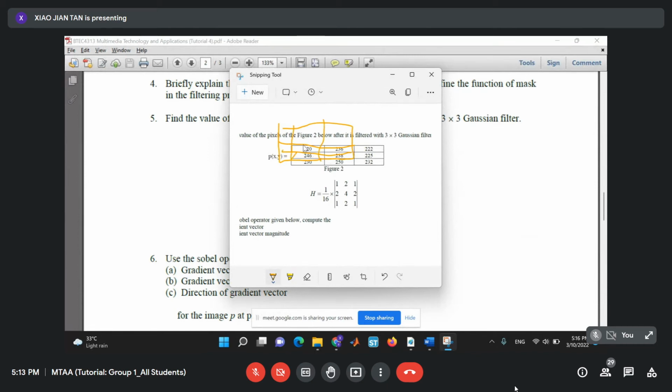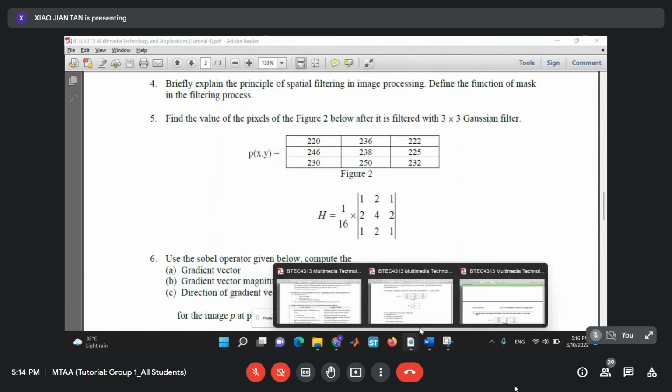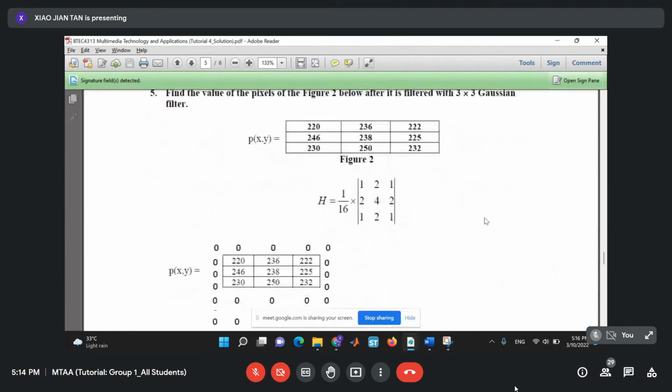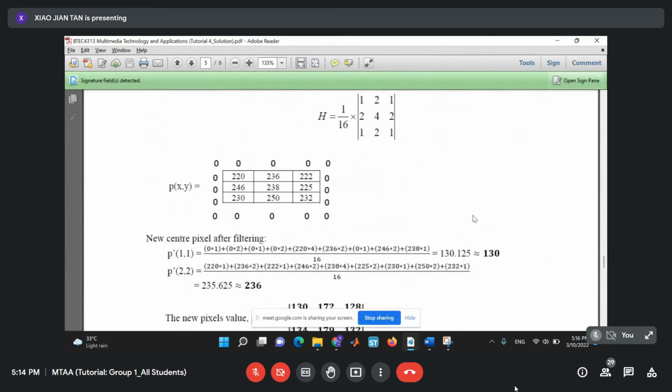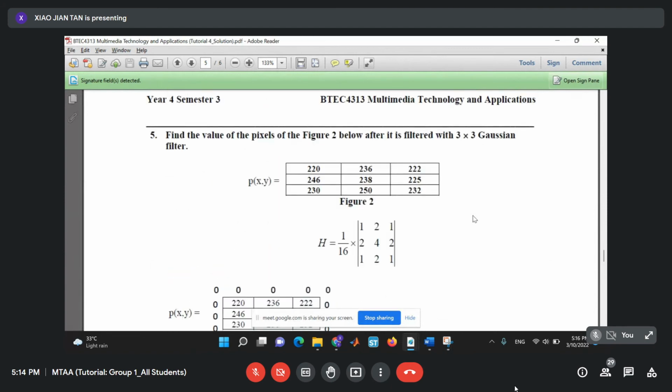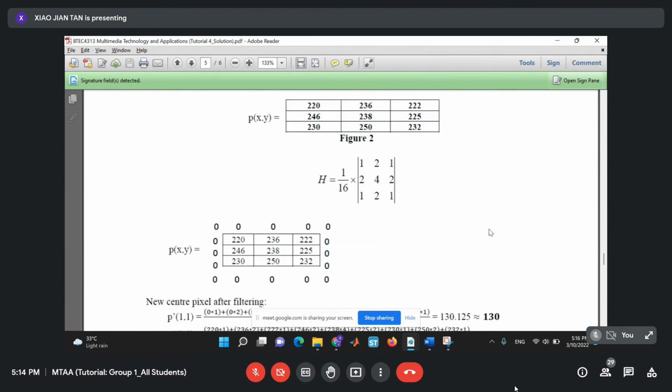Because this is 3x3, this is the origin, so for the rest you need to do padding. So I will just give the answer. But of course, if nothing is mentioned in the question, you can do whatever padding you want. Most of the time, by default, it would be zero padding. If you want to use reflection, you can, but you make it difficult for yourself.